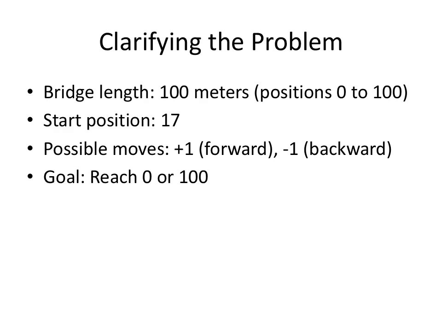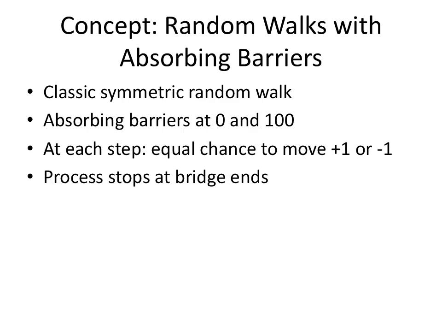Our goal is to analyze the probability that he makes it all the way to the end at 100 versus falling off the start at 0. We also want to compute how many steps it will probably take him, on average, to hit either end. This scenario is a specific example of a random walk with two absorbing barriers, sometimes called a gambler's ruin problem. Absorbing barriers mean that once the man reaches either end of the bridge, position 0 or position 100, he stops moving. The process ends there.